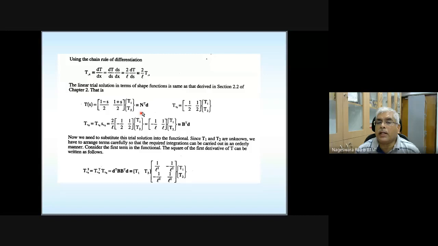And t can be written as n transpose d. D is nothing but t1, t2 put in a column vector. N transpose is defined as a row vector. And this is the derivative of t with respect to s. The derivative of t with respect to x can be written as b transpose d. And the square of the derivative of t with respect to x can be written like this.